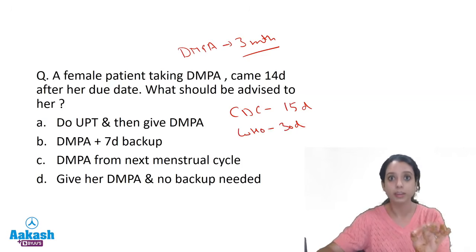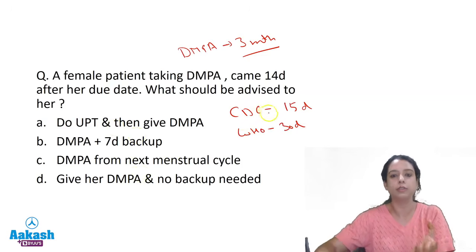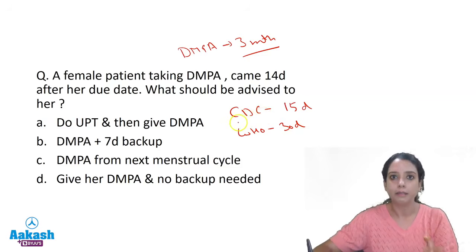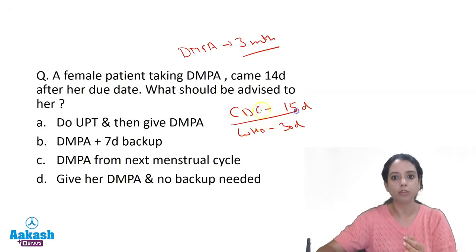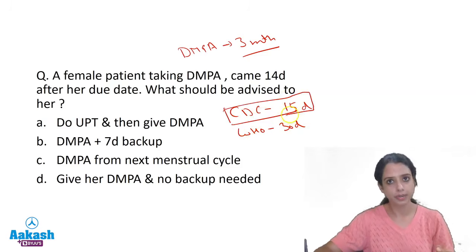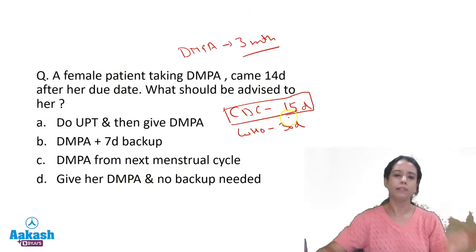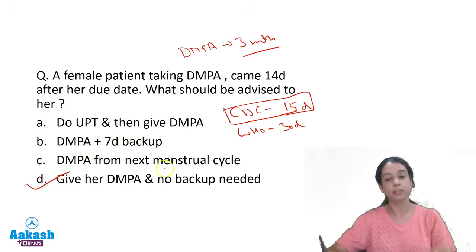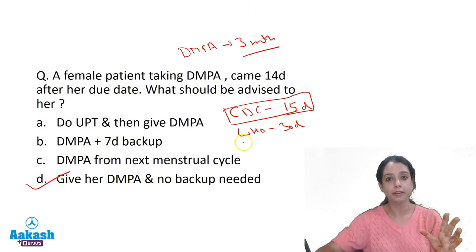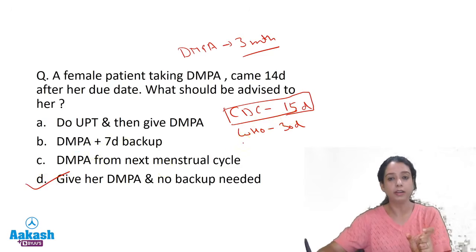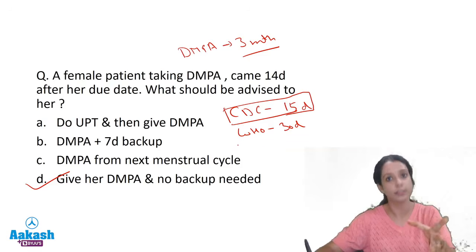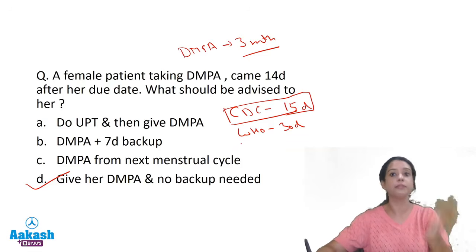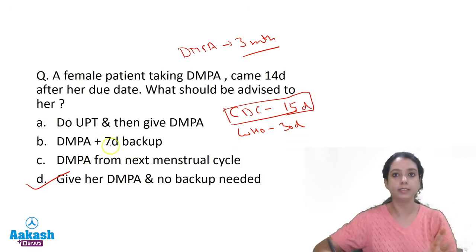This question was straightforward, there was no confusion. If asked which we will follow, we follow CDC. In contraception, we follow CDC. So within 15 days, if she comes to you, you give her the repeat injection without doing UPT, without additional protection. So your answer will be give her DMPA with no backup. Suppose she comes after 15 days, if she is sure that she is not pregnant, you will give her DMPA, but you will ask her to use additional protection for 7 days. Okay? But here the answer is D.